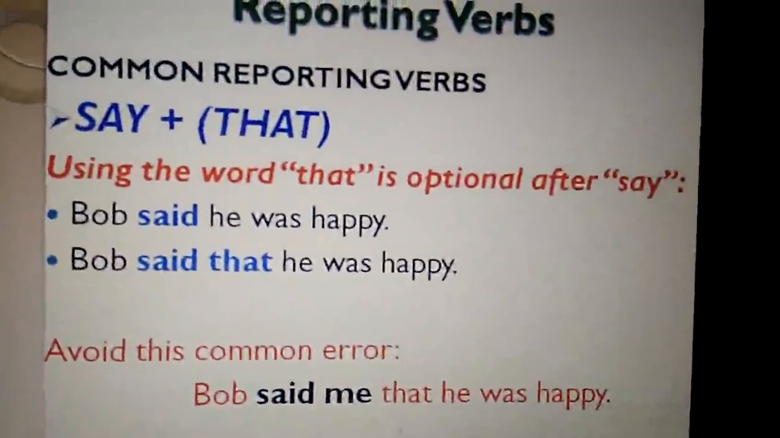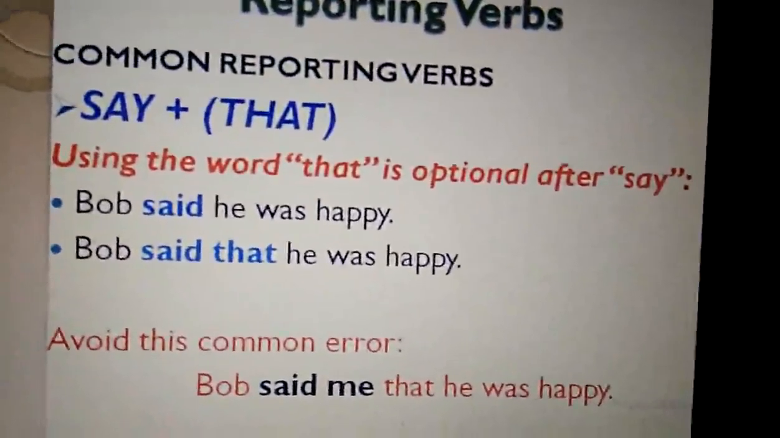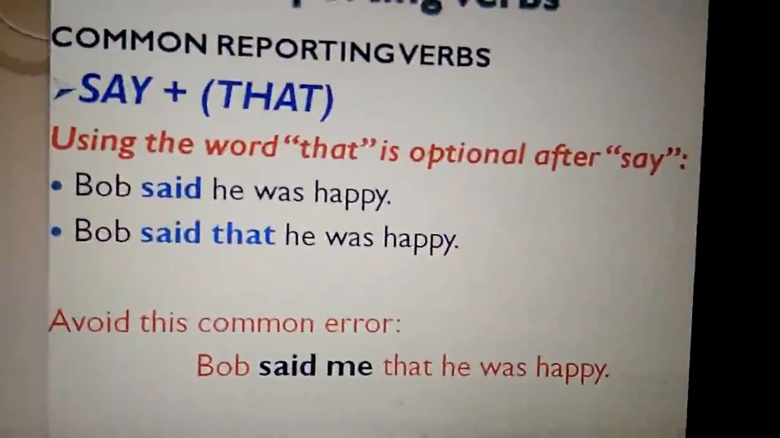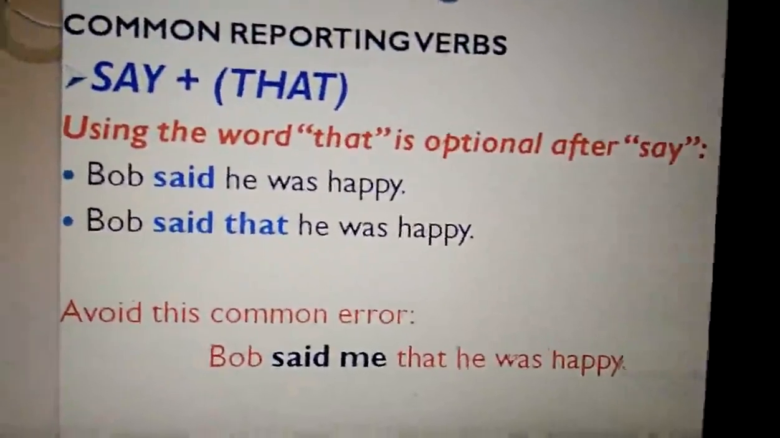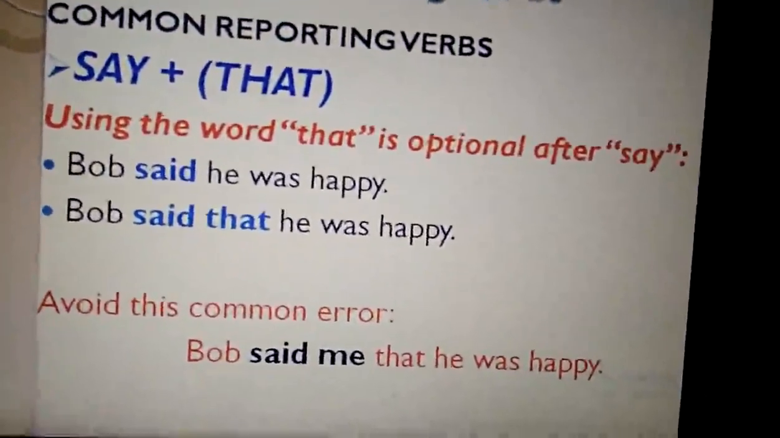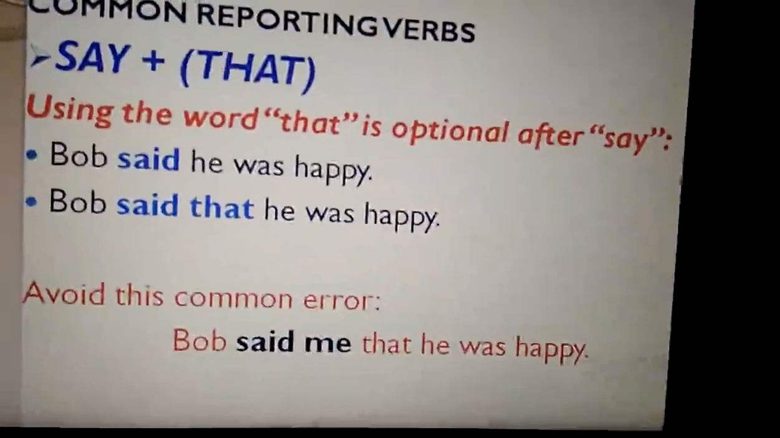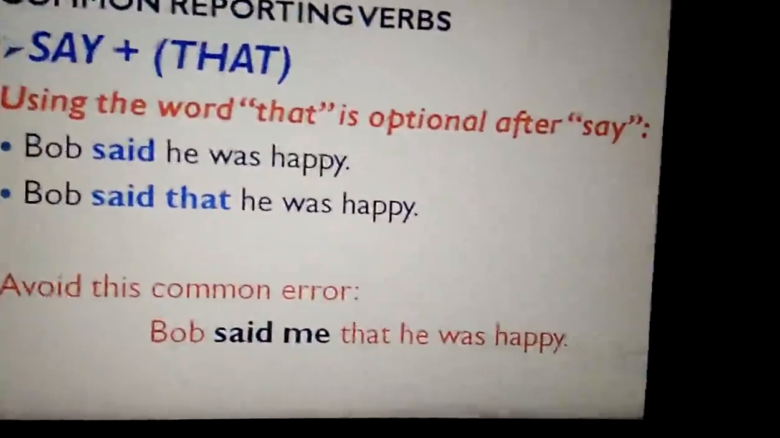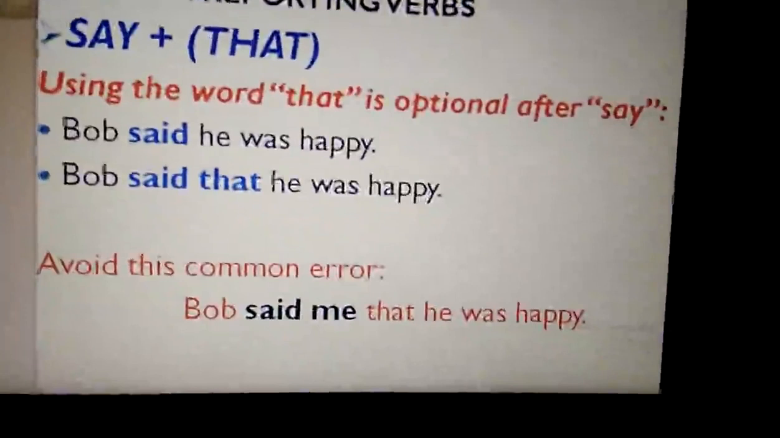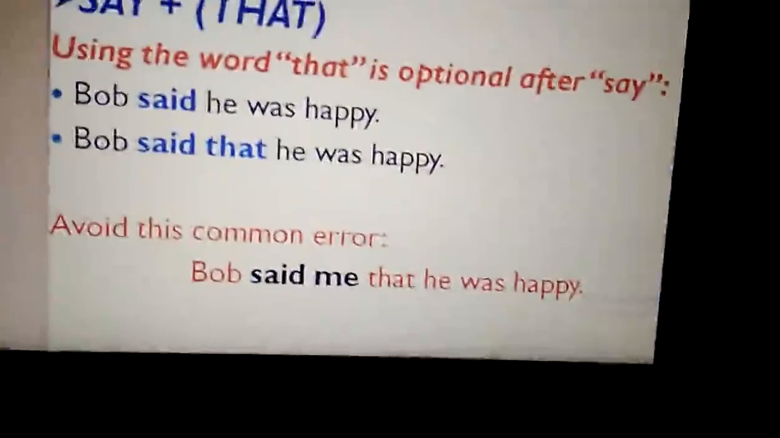The pattern is, when we are using say as the reporting verb, we can write it as Bob said he was happy, or Bob said that he was happy. That means we can use it individually or we can use it along with the word that.